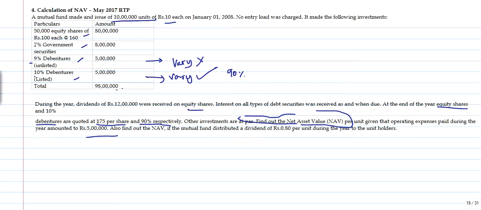So we have cash of 2 lakh, then we received 12 lakh, then we received 7% interest, 9% interest, 10% interest, then we paid 5 lakh expenses, then we have 8 lakh. Whether it has improved? Yes. So 175%, 75% appreciation here. Government securities not improved, no appreciation, 8 lakhs. This is unlisted, 5 lakh only. This is listed securities, 10% reduced. Simple sum, very basic sum.